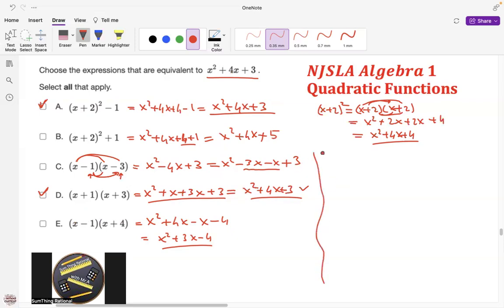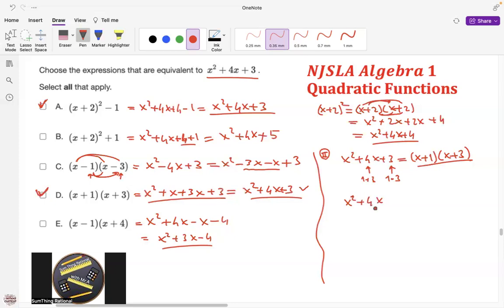If you want, there is another way, the factor form, as I told you. So x squared plus 4x plus 3. How can we factor it? As you know, we are looking for two numbers whose product is 3 and whose sum is 4. 1 times 3 is 3 and 1 plus 3 is 4. Because of that, it can be factored as x plus 1 times x plus 3. So wherever you see x plus 1 and x plus 3, that will be correct. Which one? D.